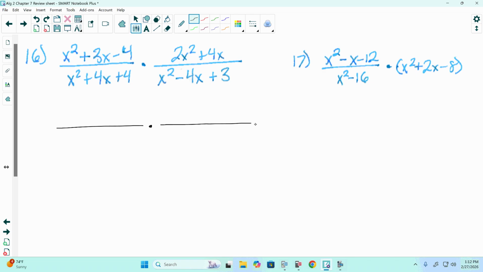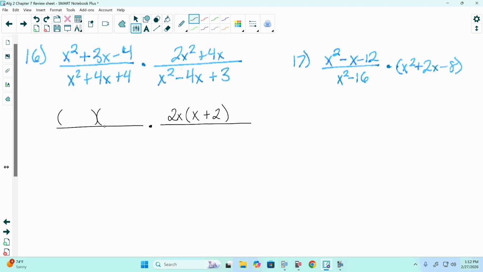Doesn't matter where we start. I'm going to start with 2x squared plus 4x because there's a greatest common factor of 2x. I'd start with wherever we see greatest common factors because that's going to make things a little bit nicer. Do you want to factor the other numerator or go down to the denominators first? Let's do the other numerator then.